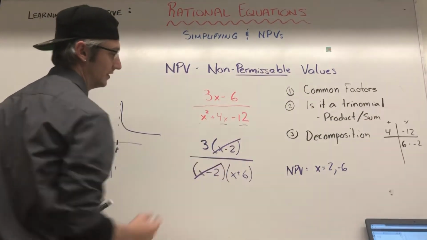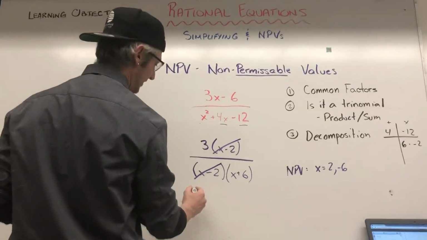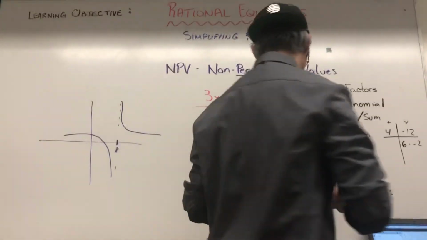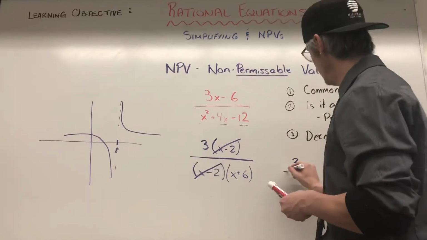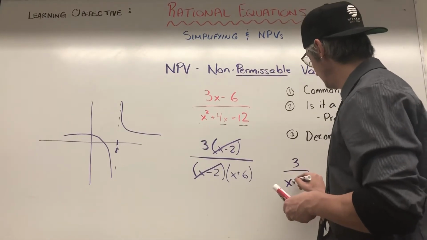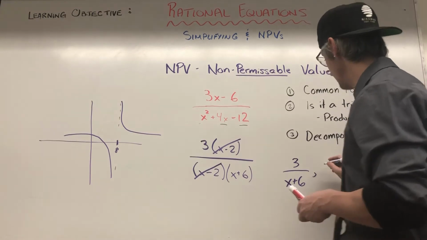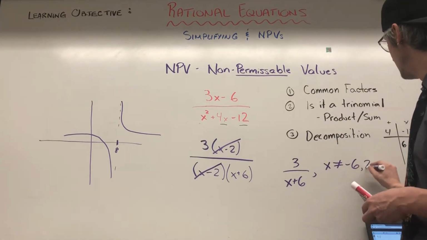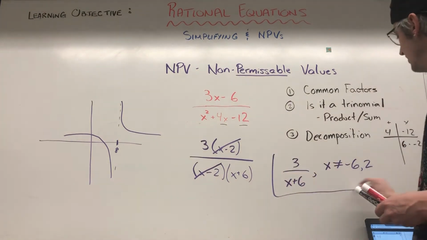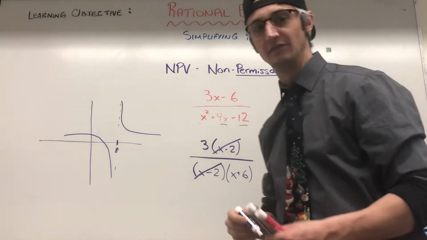So there's an x minus 2 on the top and bottom, those go away. So my final answer is 3 divided by x plus 6, where x cannot equal negative 6 and 2. Final answer.